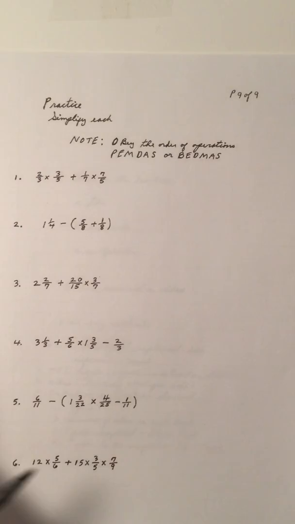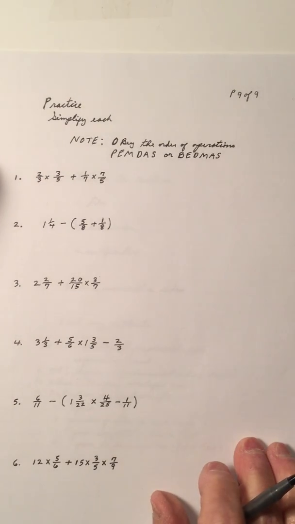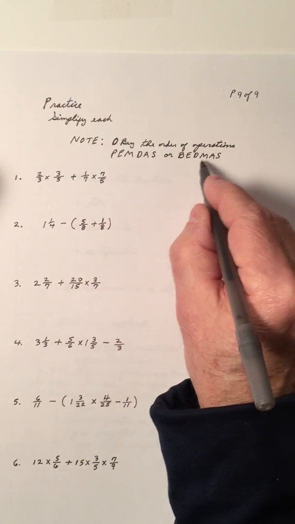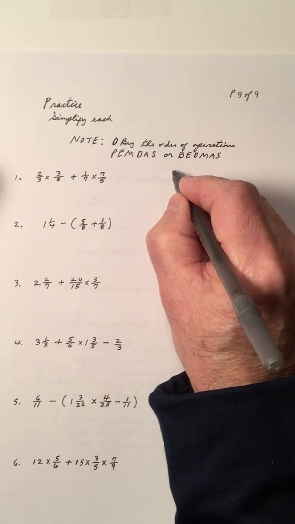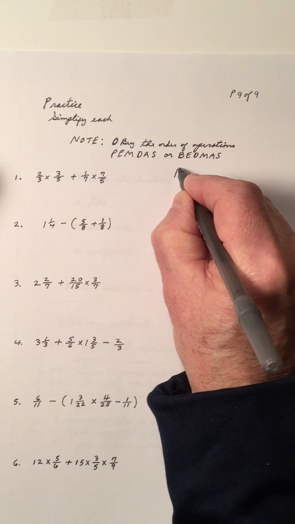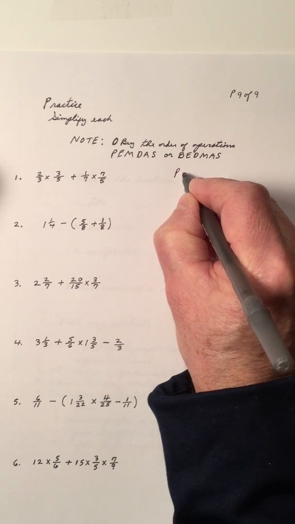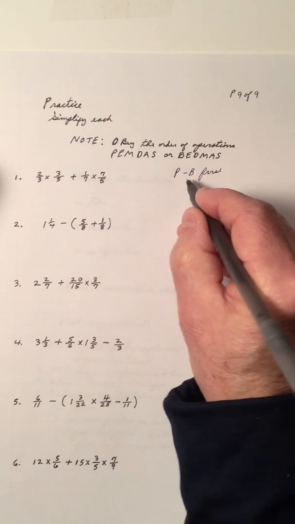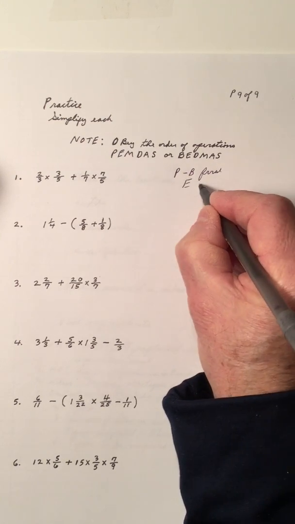So notice, very important to cancel. Now, it's always good to practice the order of operations: PEMDAS or BEDMAS. Use your brackets or exponents first. Brackets or parentheses, whatever you want. That's first. Then you do your exponents next.